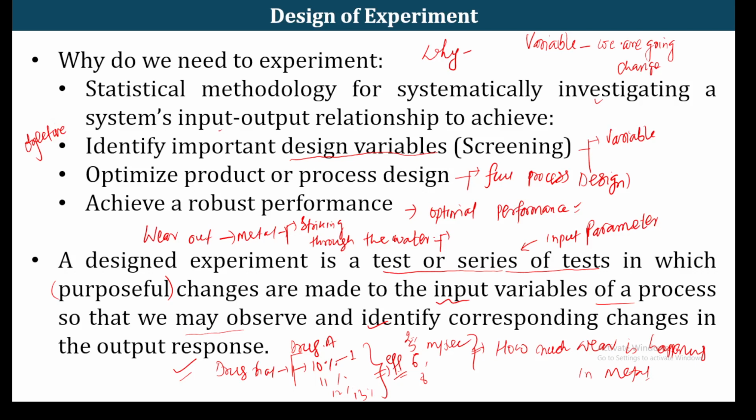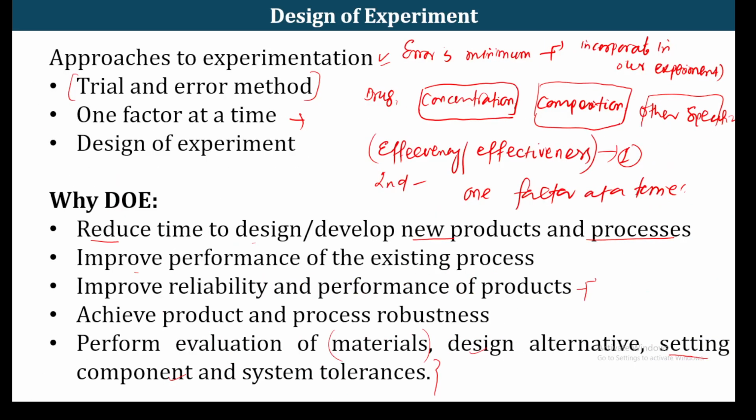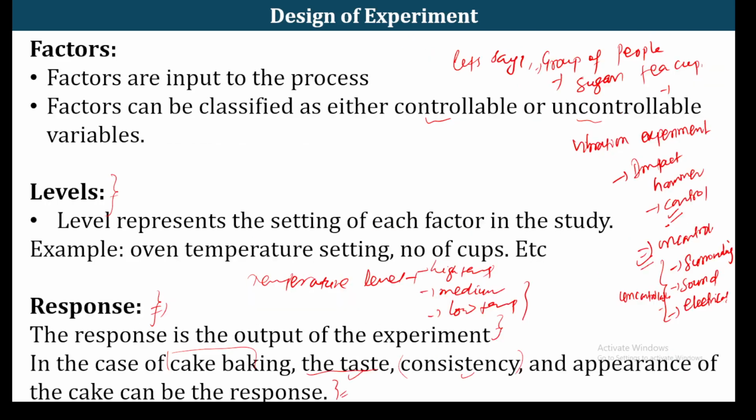Among all of them, design of experiment is more convenient because we know the output and the input, we can vary them, plan it, and see the number of experiments also. So some terms were there. Why DOE? It reduces the time to design and develop new products and processes, improves the performance of existing processes, and improves the reliability and performance of the product.